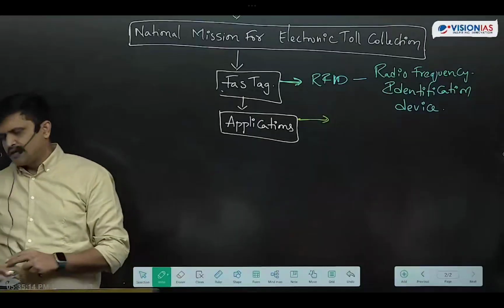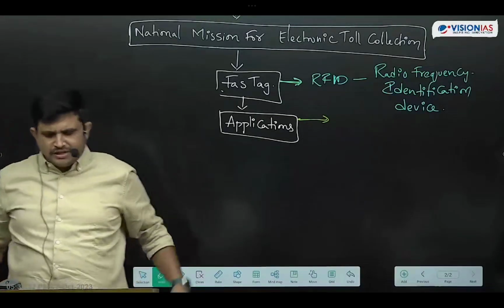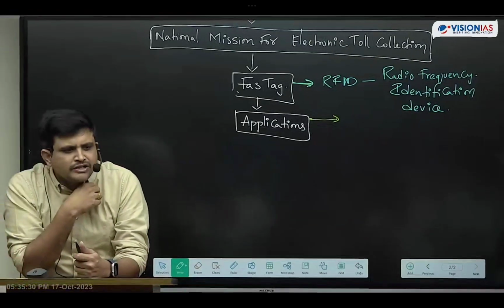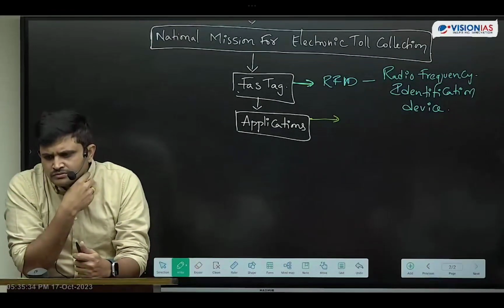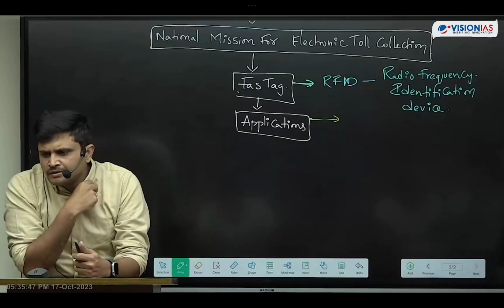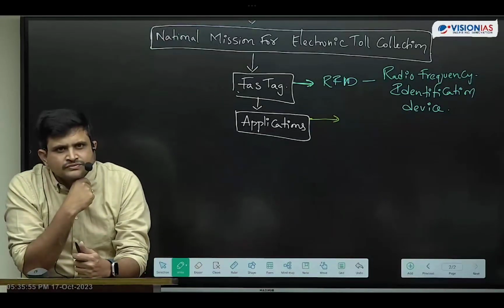First one is enhancing fuel efficiency by reducing the traffic jams. Next one, another one, is transparency in toll collection.